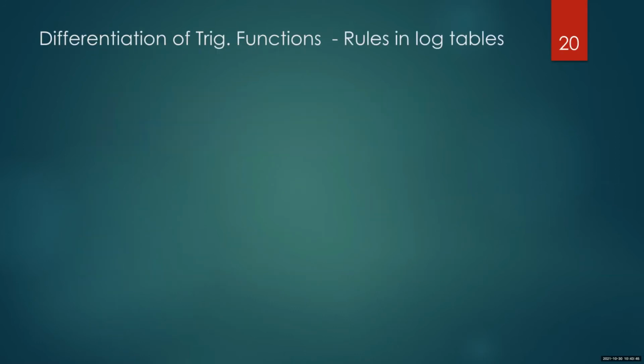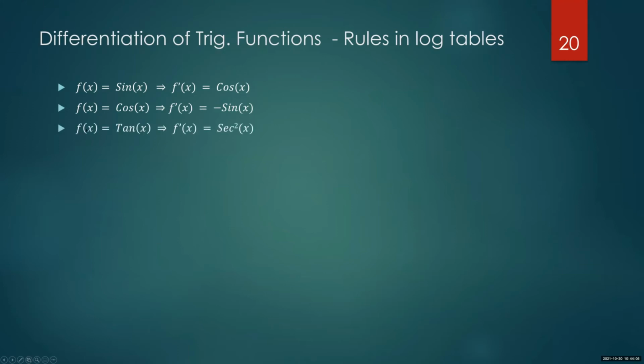So that's the chain rule. The next thing we're going to move on to is the differentiation of trigonometric functions. There are rules in the log tables for that. So if f of x is sine x, f dash of x is equal to cos of x. If f of x is equal to cos of x, f dash of x is equal to minus sine of x. If f of x is equal to tan of x, f dash of x is equal to sec squared of x.